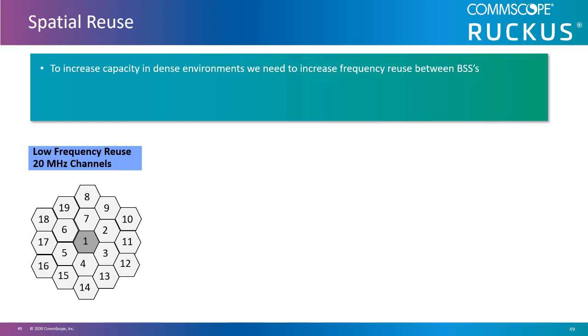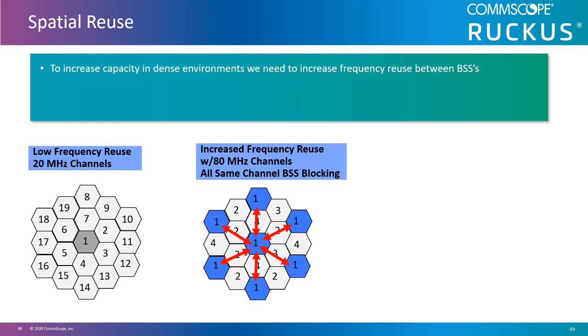How do we increase the capacity? If you go to 40 or 80 megahertz and you're using 5 gigahertz, dropping down to 4 or 5 channels, this gives you a 4 times increase in your network capacity from raw spectrum calculations. But in a dense environment, you'll be blocked by all these small BSS sizes.